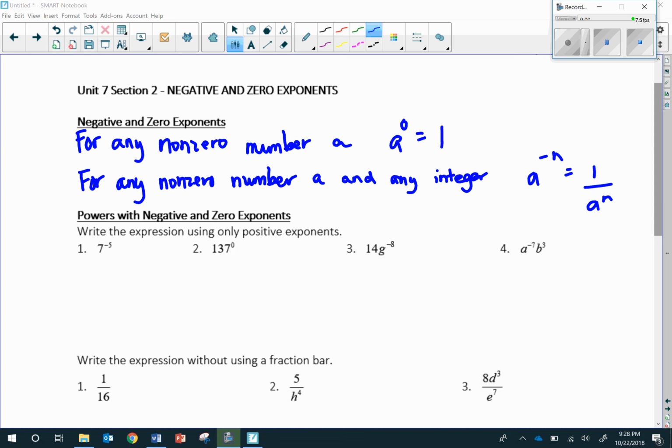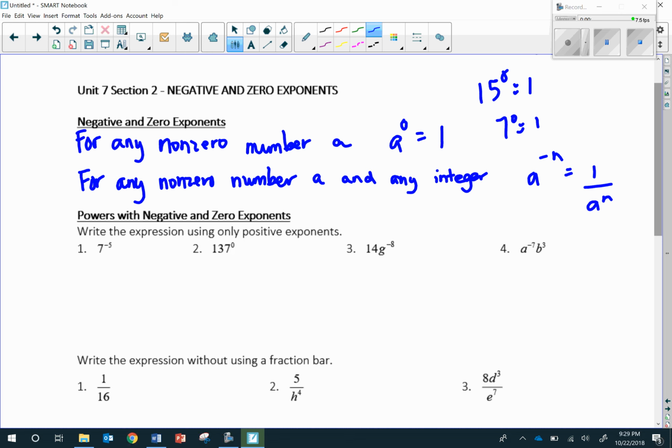So the first bit of notes we've talked about before, way back in Unit 2, but for any non-zero number, and we'll use a in this case, so for any number that has an exponent of 0, that always equals 1. So a to the 0 power equals 1, 15 to the 0 power equals 1, 7 to the 0 power equals 1. Any number raised to the 0 power always equals 1.